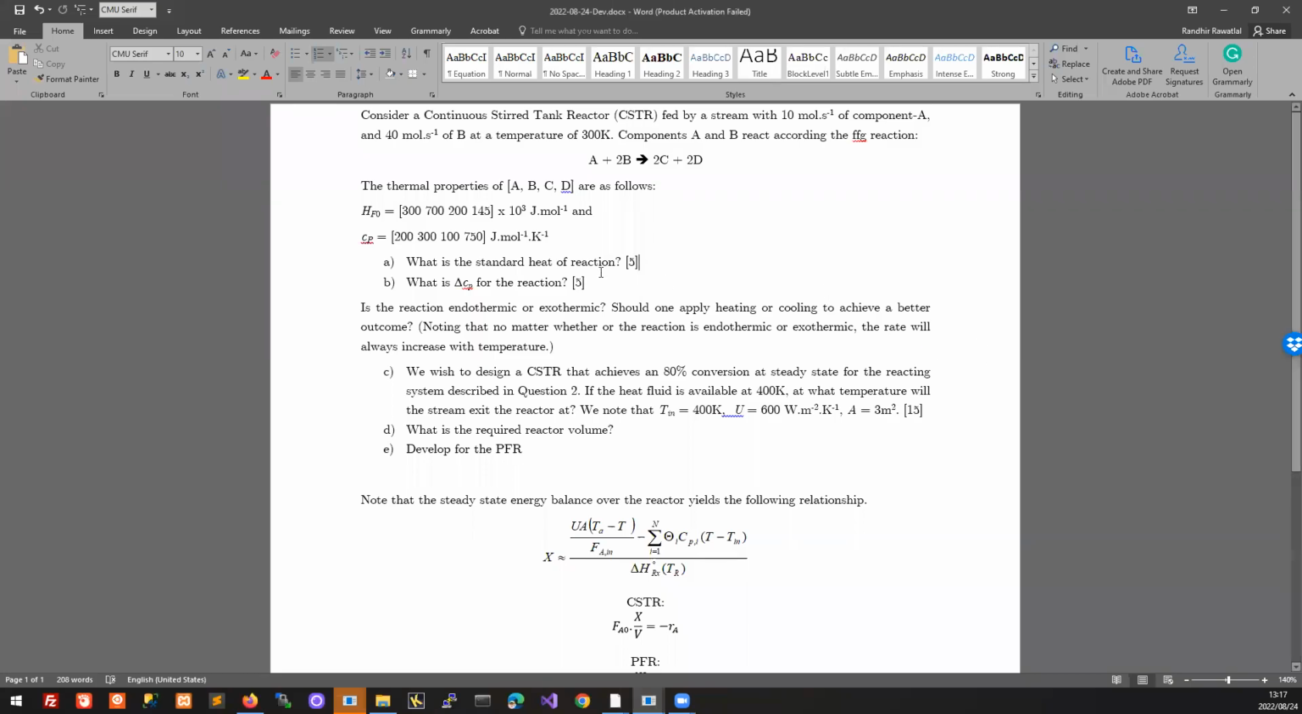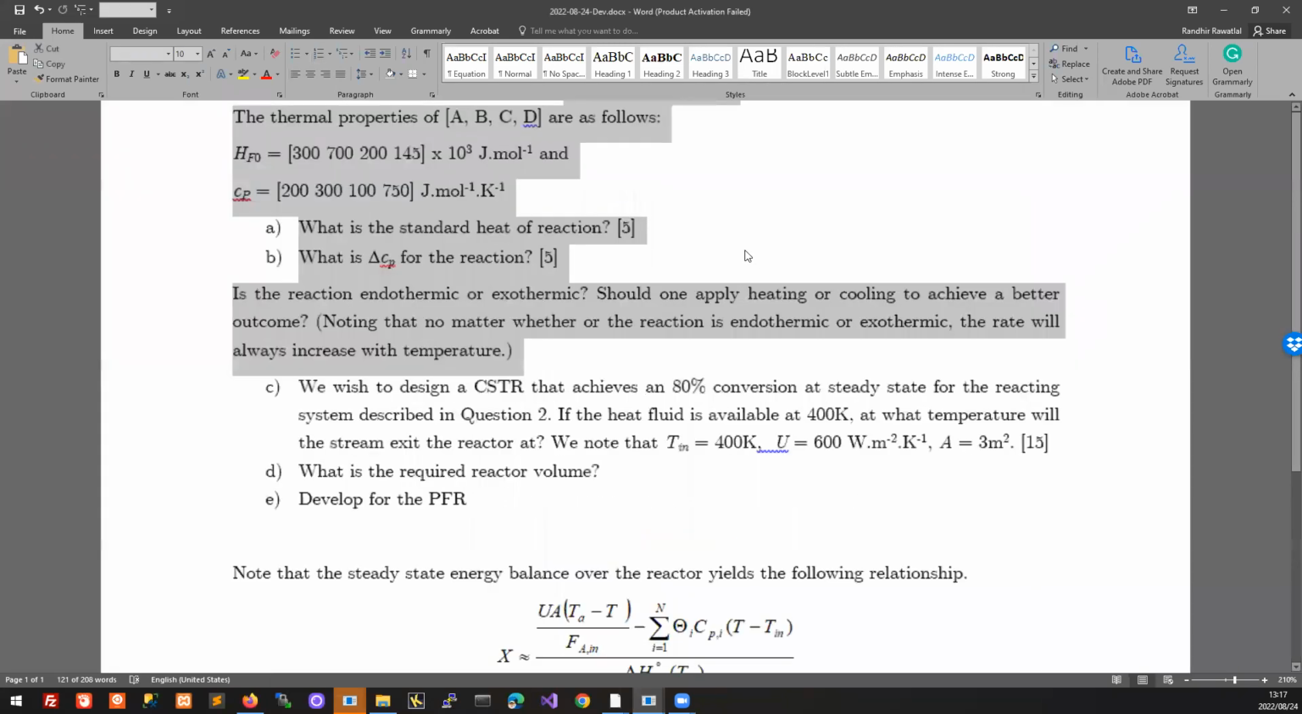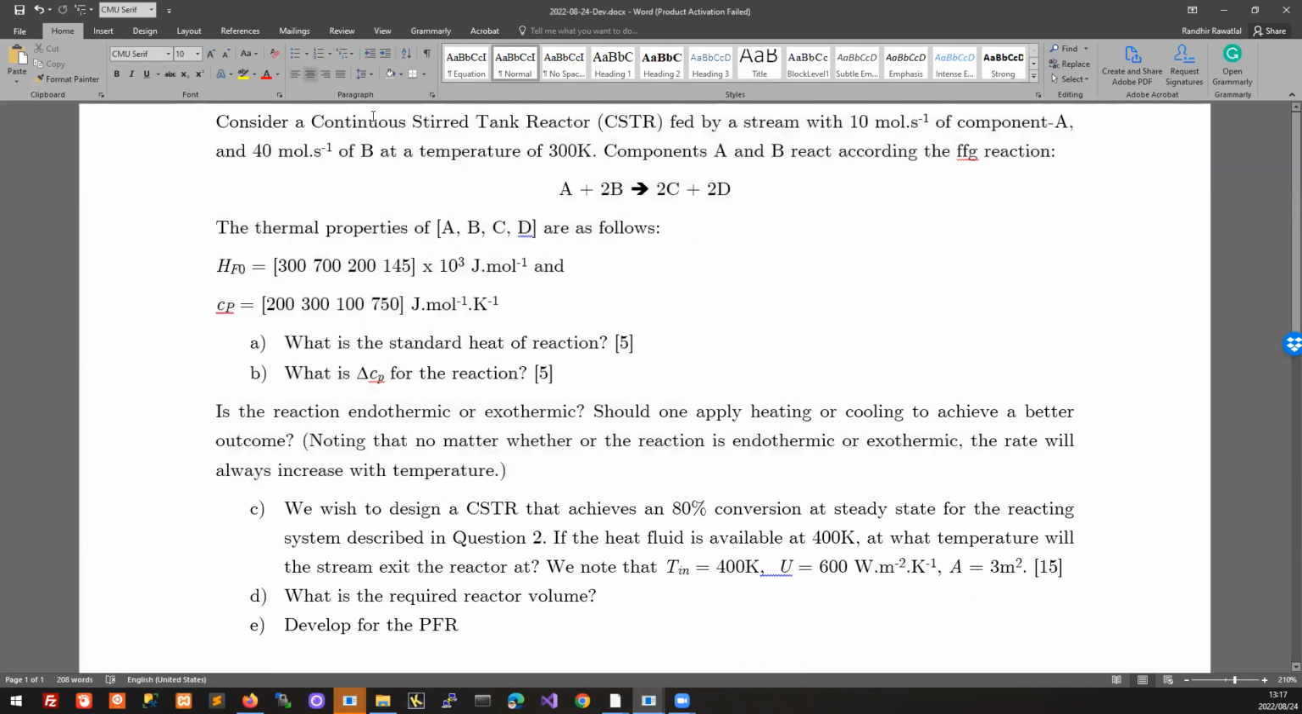Okay, so here's the question, and this is the question that you saw in the tutorial, right? So we have a CSTR, and we are given the flow rate of component A, and we are also fed with component B, and we have the reaction given to us as well. And you can see these are not in stoichiometric proportion or anything. You've got excess B fed here. And it doesn't say anything about C and D, so we assume there's none of that.